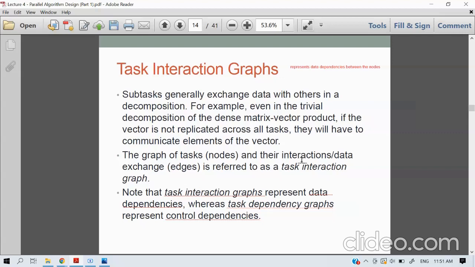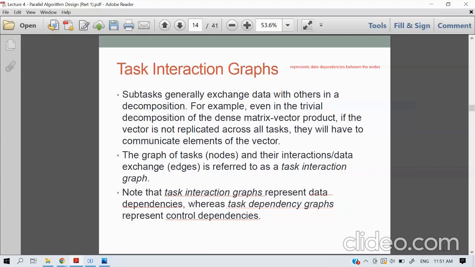So we need to represent the exchanging of data in terms of a graph. Note that the task interaction graph represents data dependency, whereas the task dependency graph represents control dependency. So there are two types of graph. The dependency graph from just now represents control; we want to look at which task controls the data. In the task interaction graph, we want to look at the data itself, and how the tasks depend on each other.